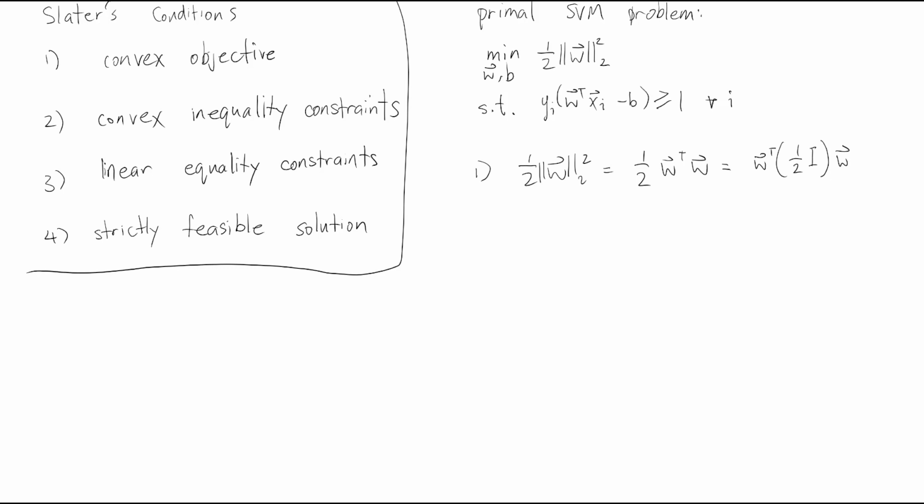So now this looks like a quadratic form. This is a quadratic form with 1/2 I, which equals the matrix with 1/2 and 0, 0 and 1/2, right? So this is actually positive definite. The 1/2 identity matrix is positive definite because all the eigenvalues are 1/2. So therefore, the objective is convex. So we have checked the first condition.